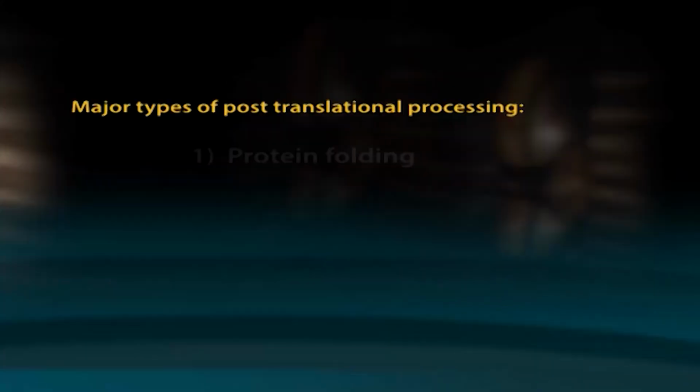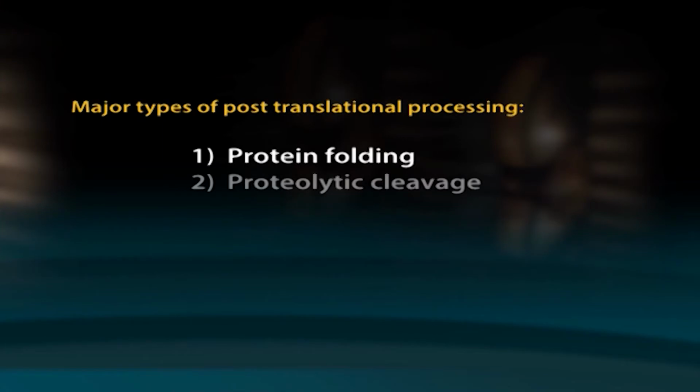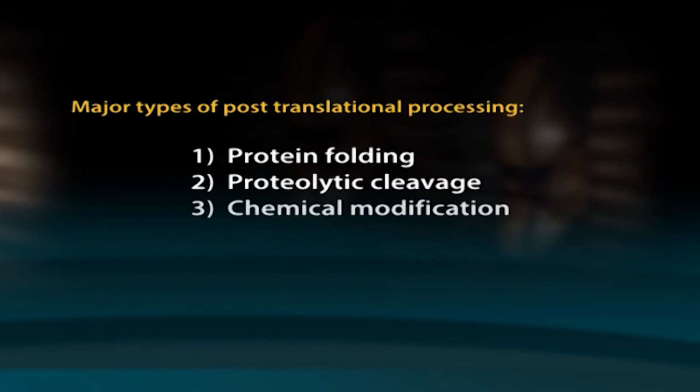A number of changes in newly synthesized proteins occur in the ER and Golgi complex. The major types of post-translational processing are: first one, protein folding; second one, proteolytic cleavage; third one, chemical modification; and fourth one, intein splicing.